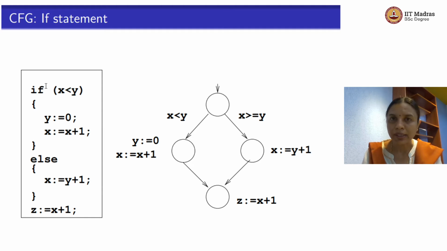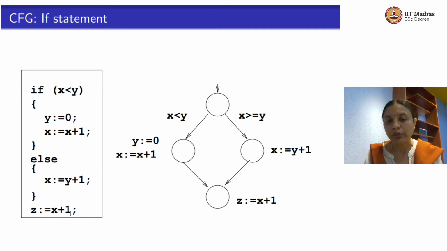So here is the first example. On the left, you find an if statement. It reads as, if x is less than y, then you do these two statements: assign 0 to y and assign x plus 1 to x. Else, that is, if this condition is false, if x is greater than or equal to y, then you say x is y plus 1. And then when you come out of this if statement, there is z is equal to x plus 1.